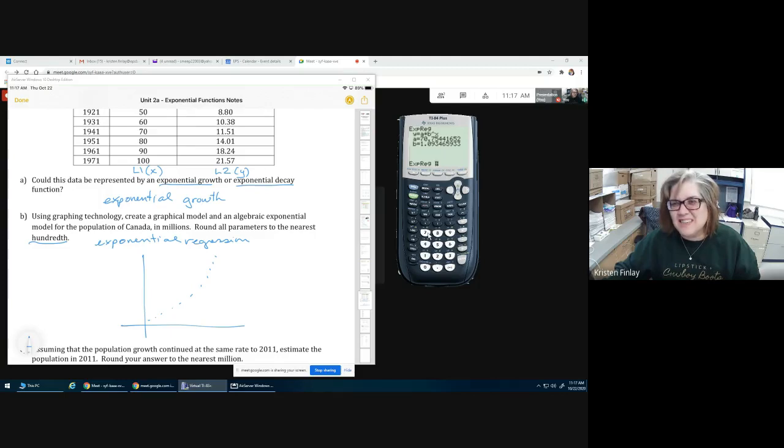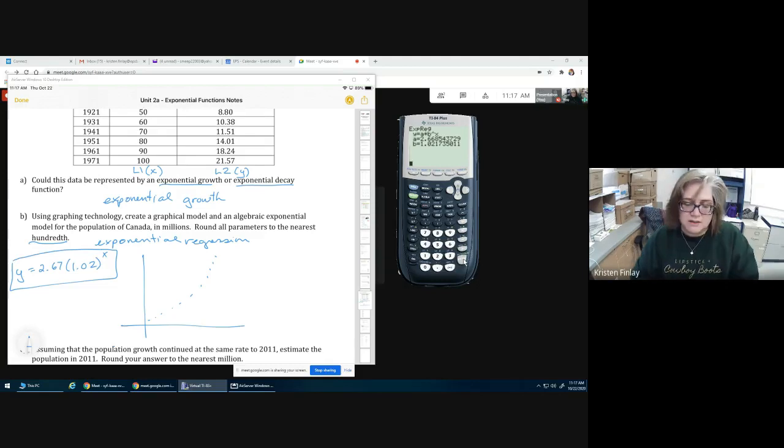Exponential regressions, second function 1, comma, second function 2, enter, and we're going to get our equation. We get y is equal to 2.67, I will round that up, times 1.02 to the x. So this would be our exponential equation.